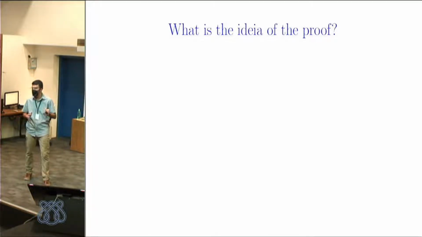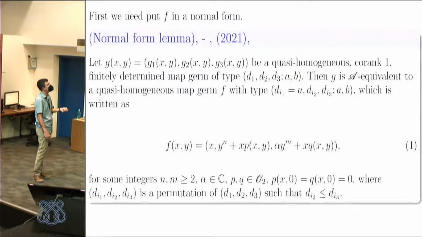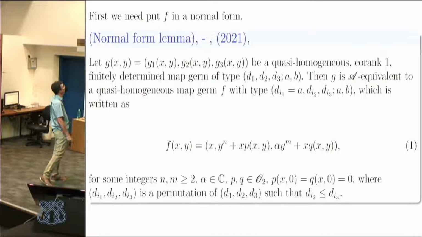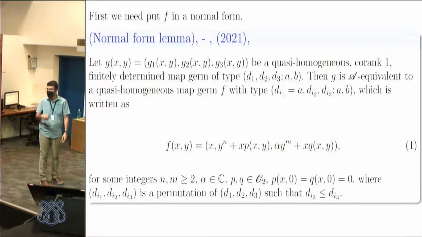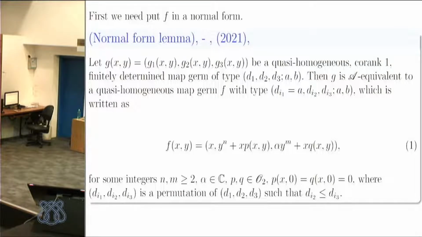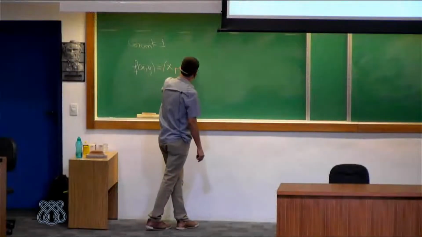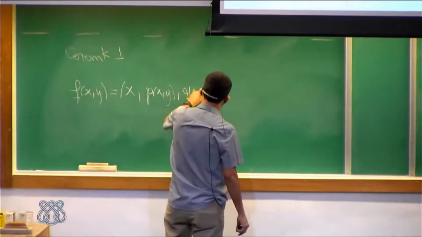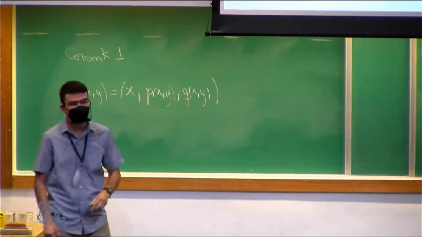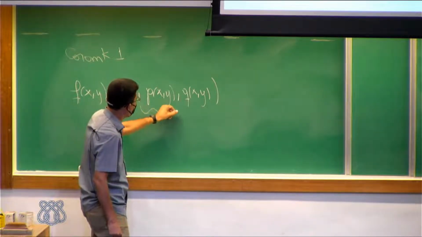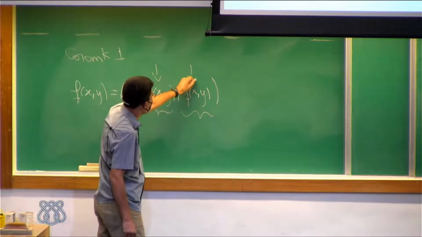So very quickly, and it's not the complete proof, just some steps. First of all, we need to consider a normal form for a quasi-homogeneous map germ. We know that each rank 1 map germ can be written in this way. But it's not clear what terms appear here. What is the form of P and Q?